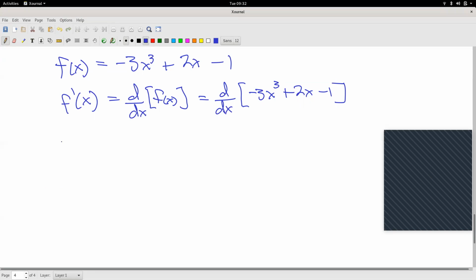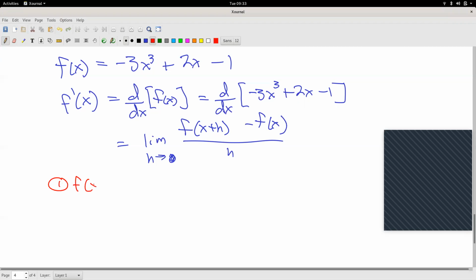So the traditional one says f prime of x is equal to the limit as h approaches 0 of f of x plus h minus f of x all over h. And I'm going to do this in three stages. First, I'm going to find f of x plus h. So step one, what is f of x plus h? And to do that, let's back up a step, right?